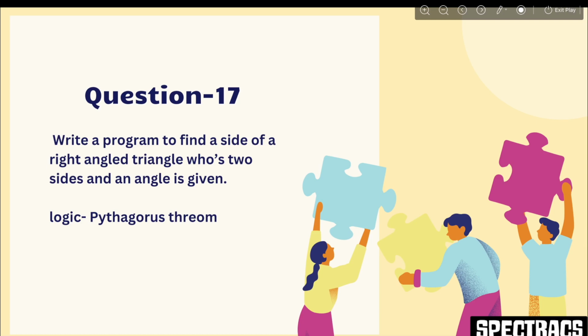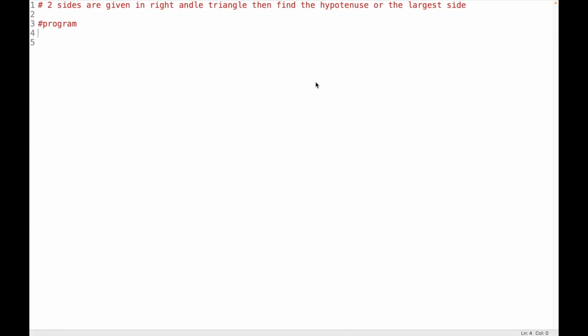Write a program to find the side of the right angle triangle whose 2 sides are given. So in this question they're asking the users to input 2 sides of the right angle triangle and we have to find the hypotenuse. So we are going to use the Pythagoras theorem, which is base squared plus height squared, equal to hypotenuse squared. First let us get side 1 and 2.